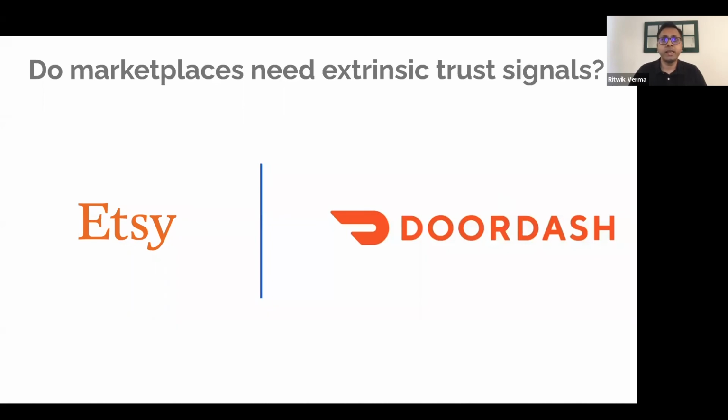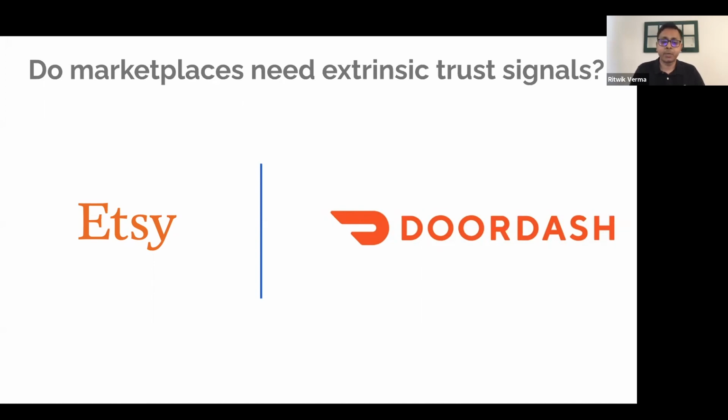So there is very little need for buyers or people who are ordering food to choose which dasher they are going to get the food delivery from. And that tells you something about extrinsic trust signals.